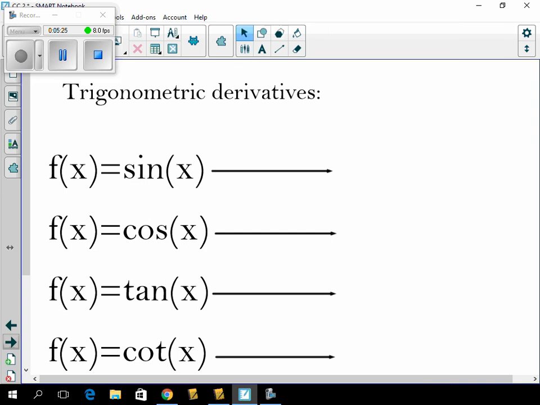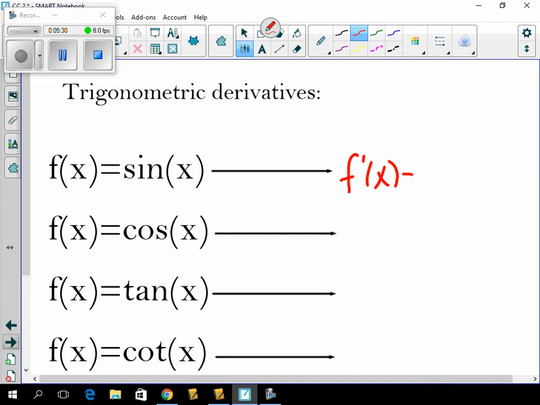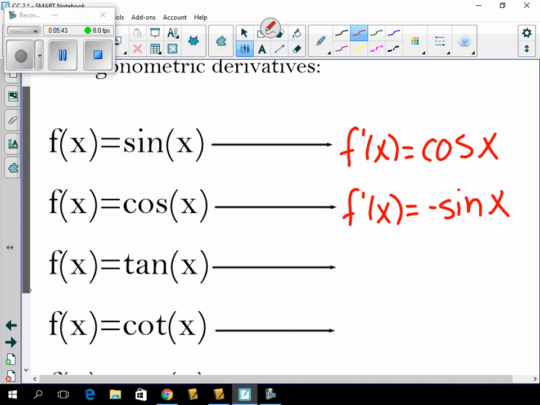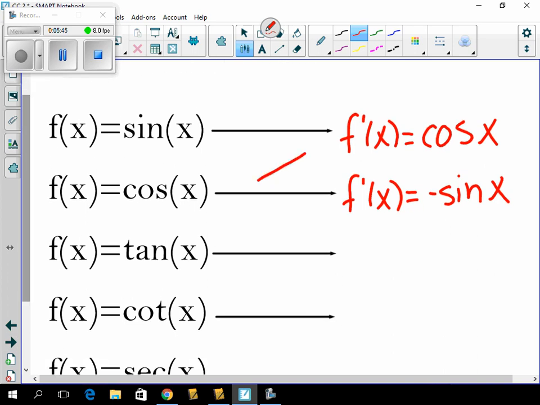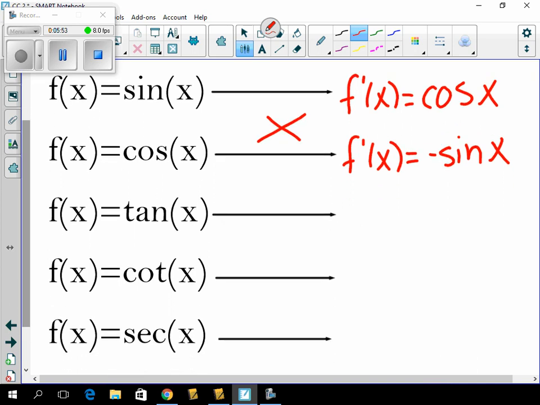So the derivative of sine x will always be cosine x. The derivative of cosine x always is going to be negative sine x. And so we can kind of see that these two flip-flop a little bit. The derivative of sine is cosine, the derivative of cosine is negative sine. So they flip-flop, and we're going to see that across the board.